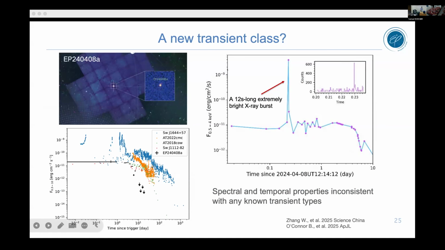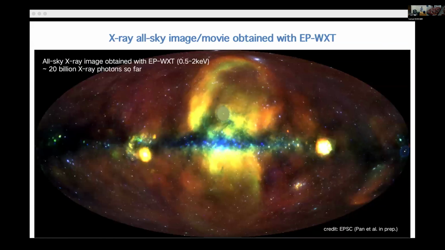And the final case is that there might be some new transient class. This event is EP240408A. It has a 12-second long, extremely bright X-ray burst, and has a several-day-long plateau and sharp decay after that. And we don't have an optical or near-infrared counterpart, so it's difficult to say what the nature of it is. But the spectral and temporal properties of this event are inconsistent with any known transient types.